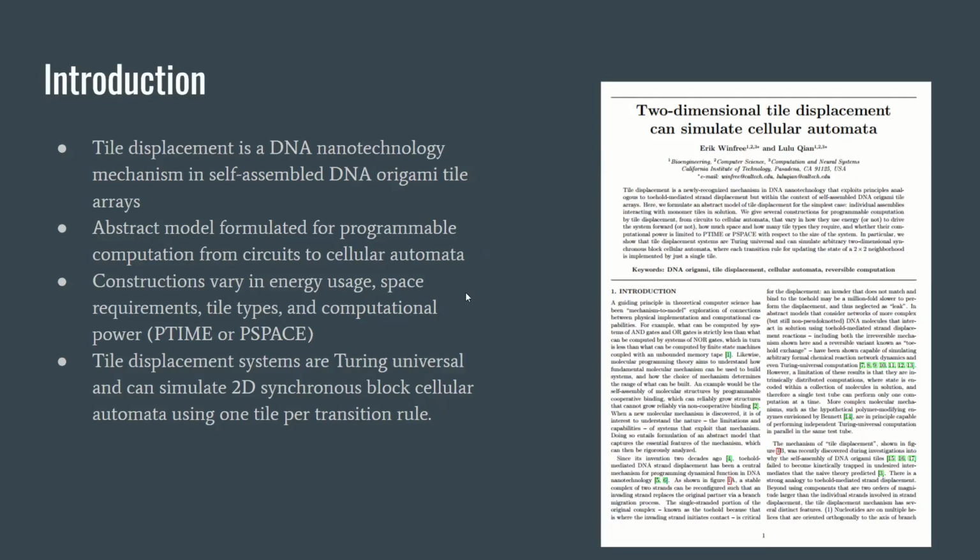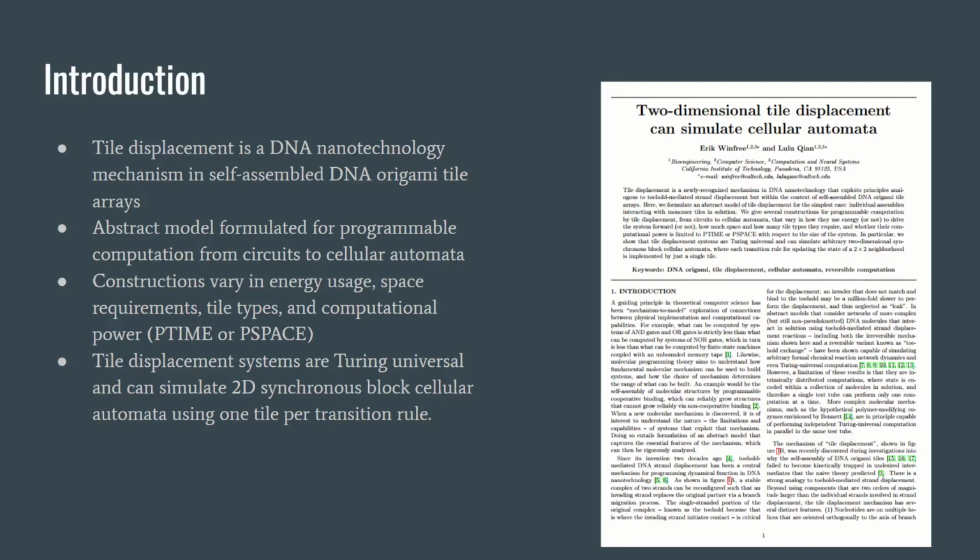So the title of the paper that I'm presenting today is Two-Dimensional Tile Displacement Can Simulate Cellular Automata. Tile displacement is a mechanism in DNA technology using self-assembled DNA origami tile arrays. It involves interaction between individual strands and monomer tiles in solution. In this paper they presented an abstract model of tile displacement, which is being used for programmable computation from circuits to cellular automata.